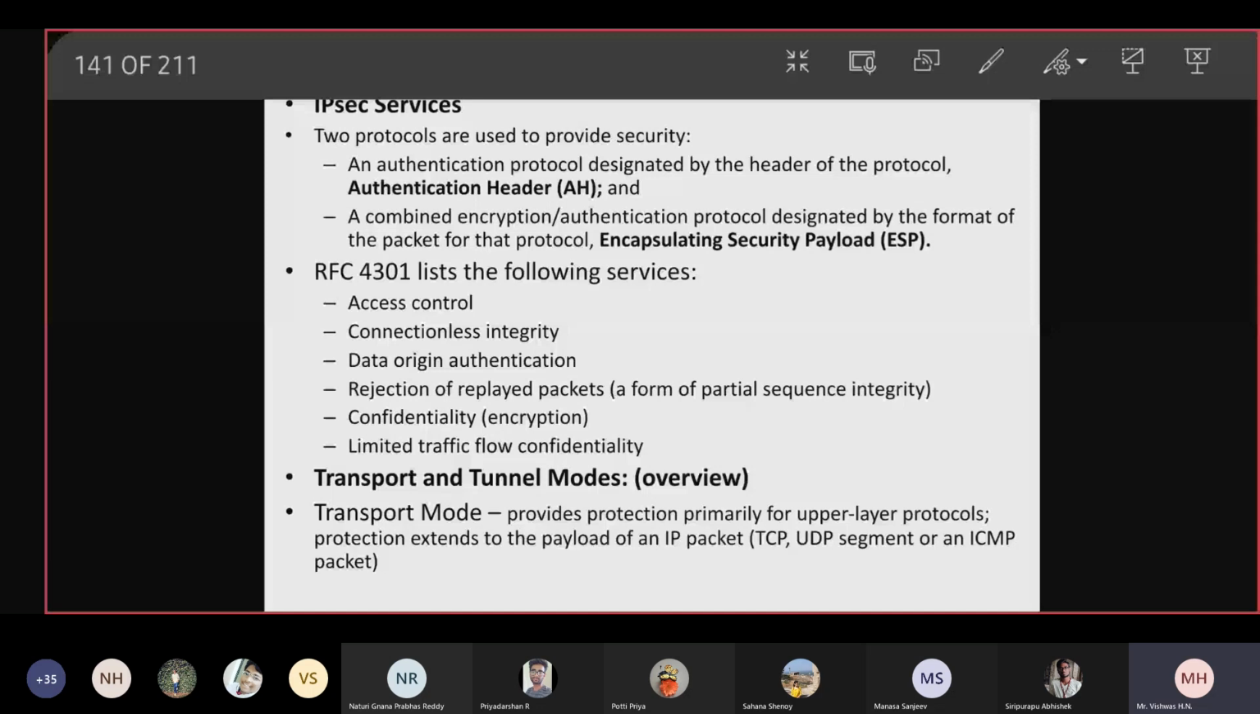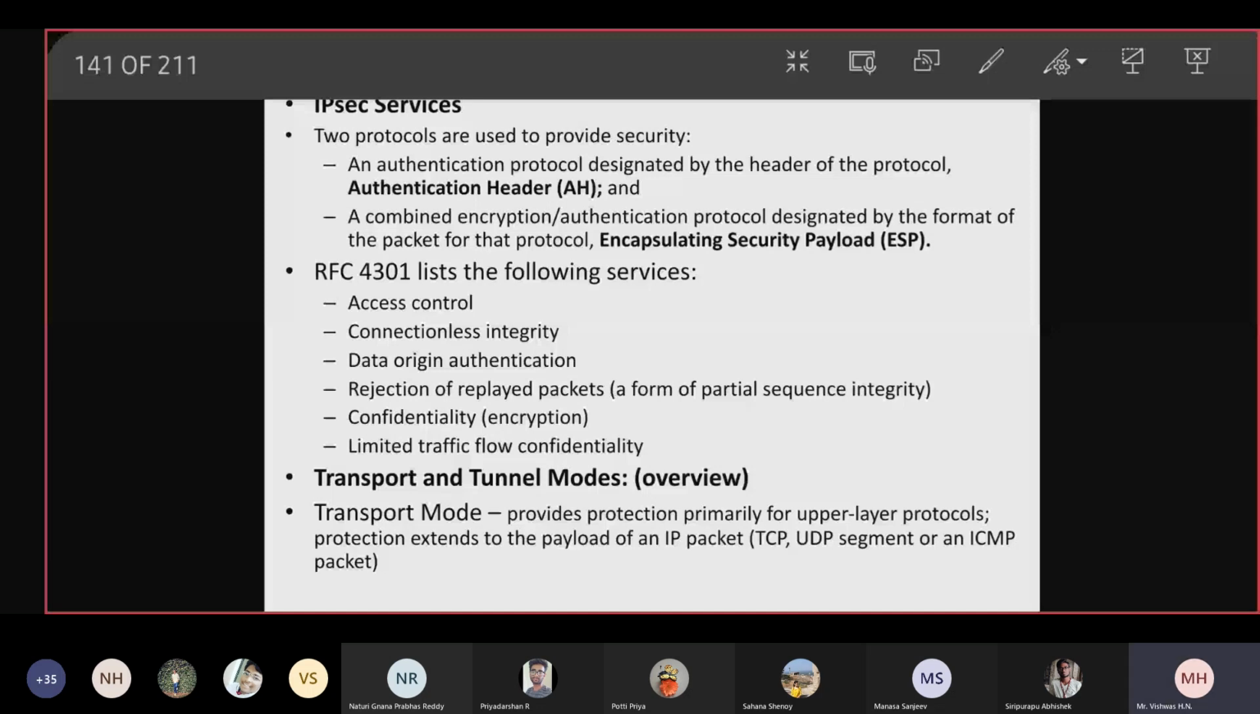So the transport mode is used for end-to-end communication between two hosts. Please keep this in mind. The transport mode is used for end-to-end communication between two hosts. When a host runs AH or ESP over IPv4, the payload is the data that normally follows the IP header.